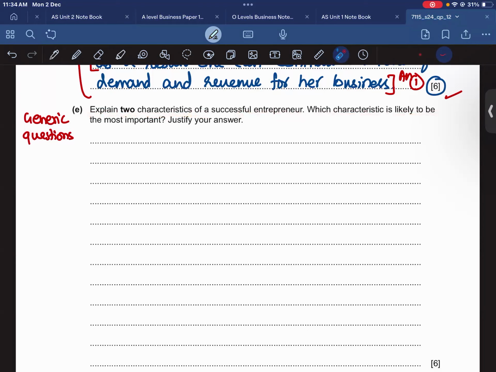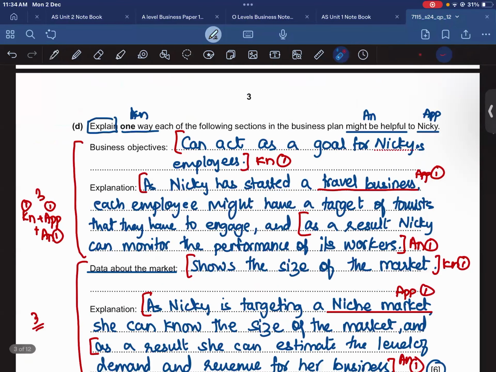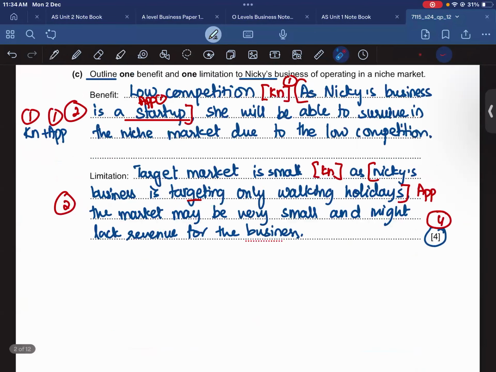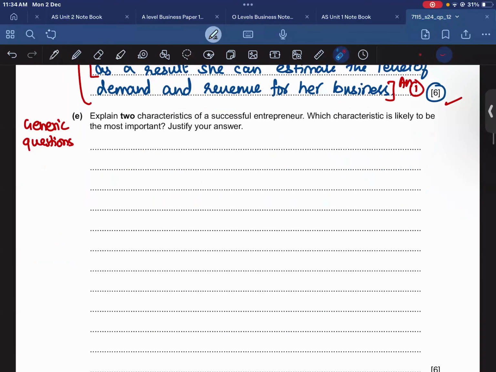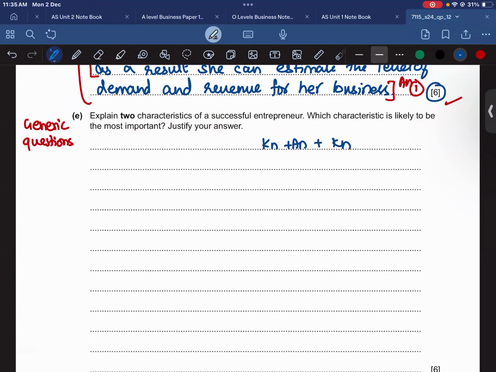Which characteristic is likely to be the most important? Justify your answer. So in the whole question, you can see that there is no name of the case study given, whereas over here, when application was required, Nikki's name was used, Nikki's business was used. So over here, the examiner is saying that 2 characteristics of a successful entrepreneur, which characteristic is likely to be important? Justify your answer. So you just simply have to give knowledge, analysis, then another point of knowledge because 2 characteristics are needed.